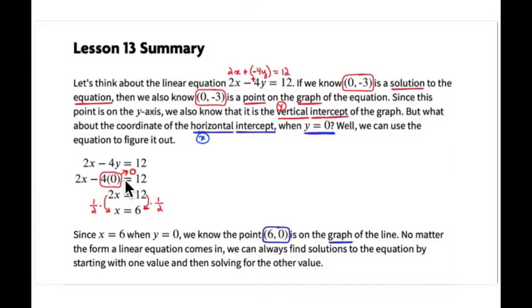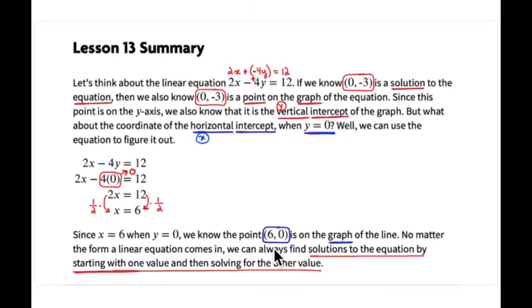When y is 0, 4 times 0 is 0. And then 1/2 of 2 is 1. And 1/2 of 12 is 6. So if you take 1/2 of this side, you also have to take 1/2 of this side. So this is the multiplicative inverse, or the reciprocal of 2. And so you use that same factor to figure out 1/2 of 12 is 6. So on the graph, the x-intercept is 6, 0. It's the point where the graph of this equation crosses the x-axis.